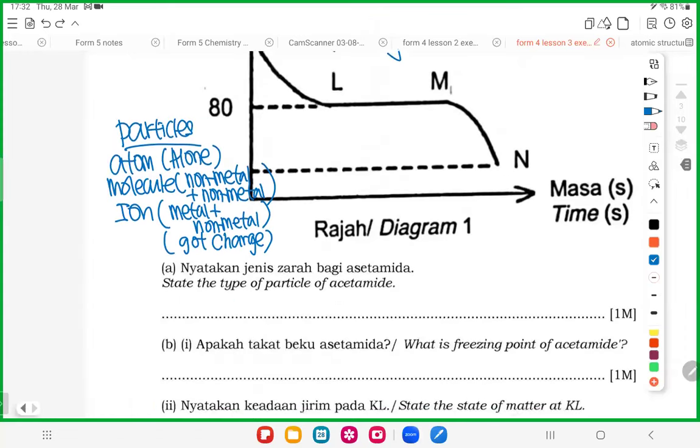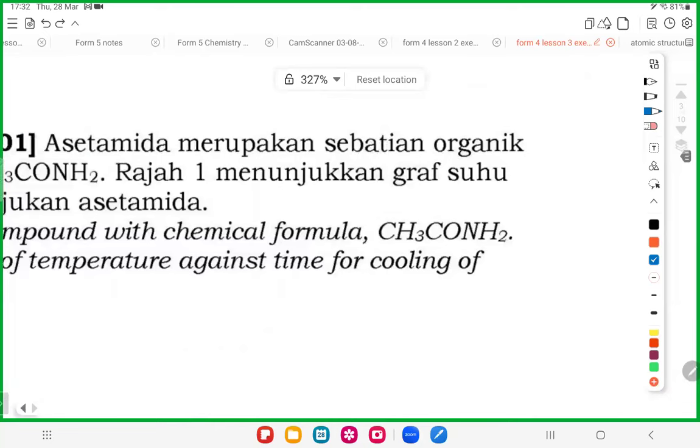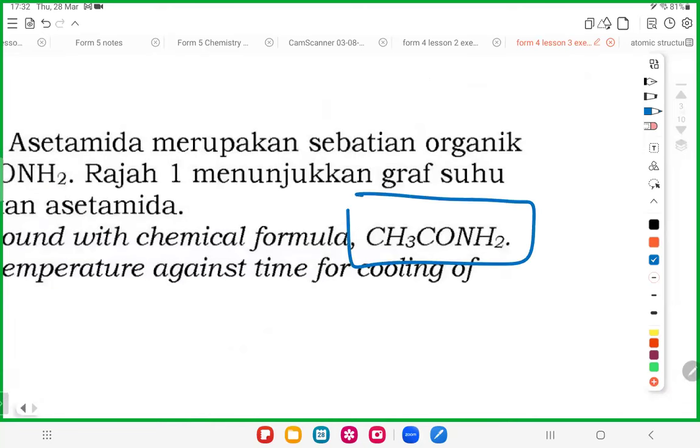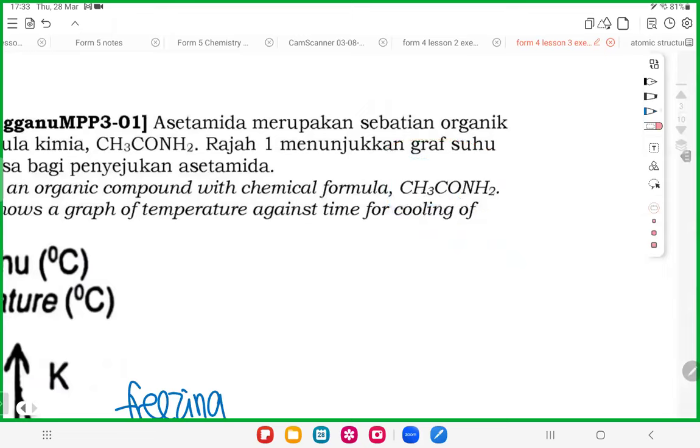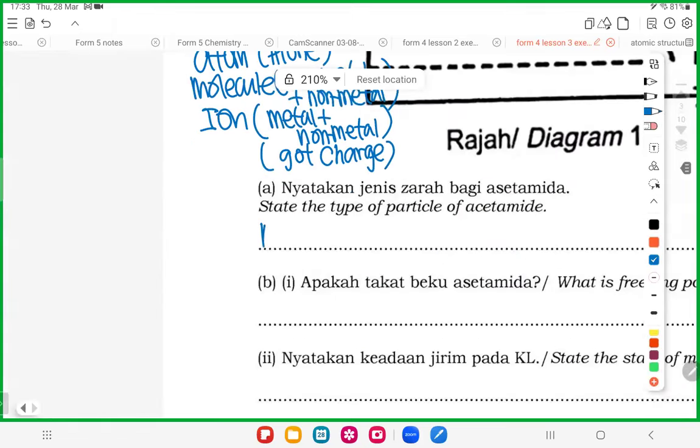Okay guys, let's continue. You can see this whole thing here. How do we know if it is an atom, a molecule, or an ion? Let's check. This substance is made of carbon, which is a non-metal. Hydrogen, also a non-metal. Carbon, non-metal. Oxygen, non-metal. Nitrogen, non-metal. Hydrogen, non-metal. When you have many non-metals joined together, you should know that this is a molecule. Very easy. So this one is a molecule.